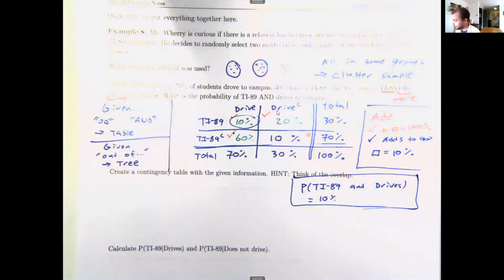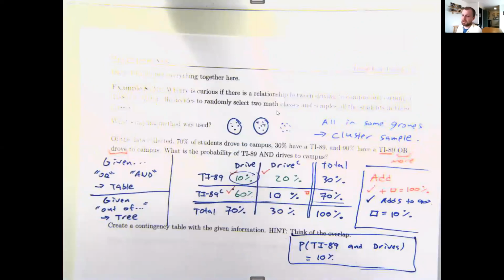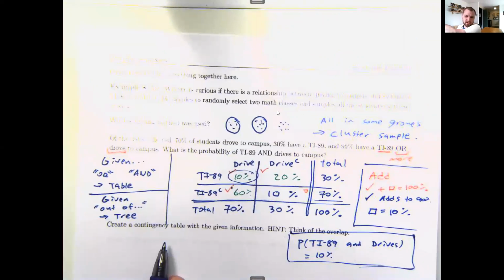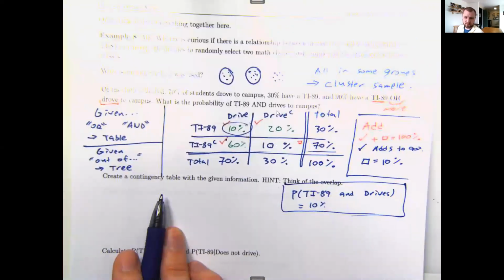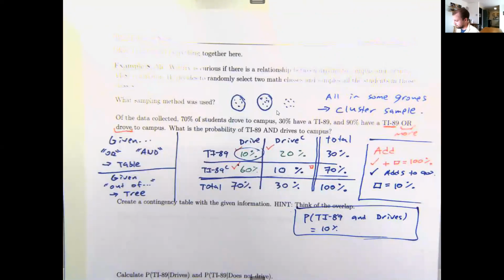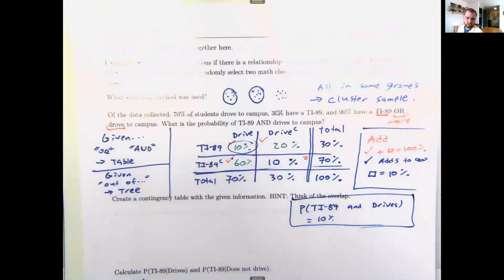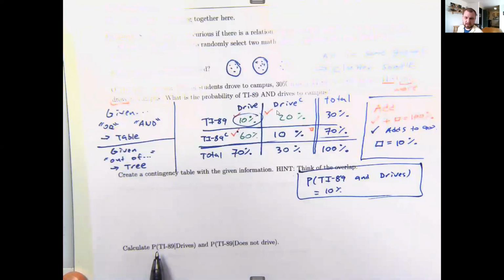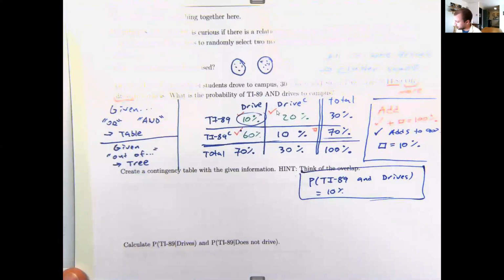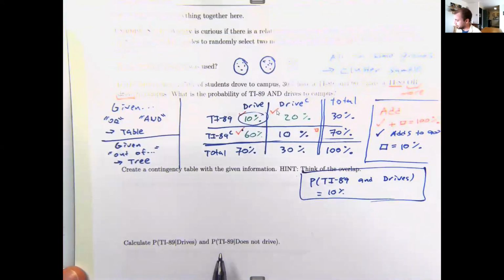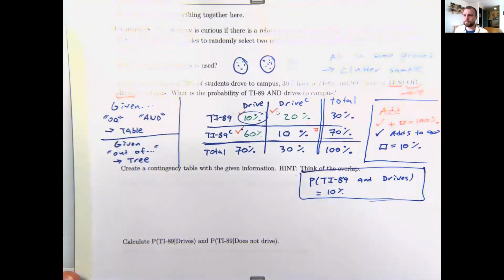The second part of this problem asked me to create a contingency table with the given information. I've got a contingency table with that given information. I'm feeling pretty good about that. Calculate the probability that someone has a TI-89 given that they drive. Calculate the probability they have a TI-89 given they do not drive. I'm going to pause the video. I'm going to ask that you pause it as well and see if you can calculate those two conditional probabilities.